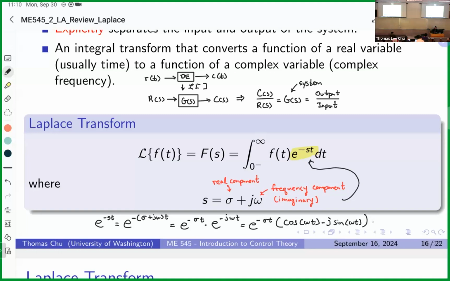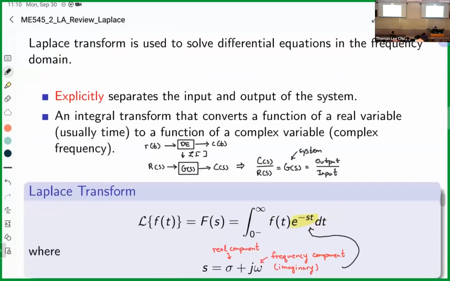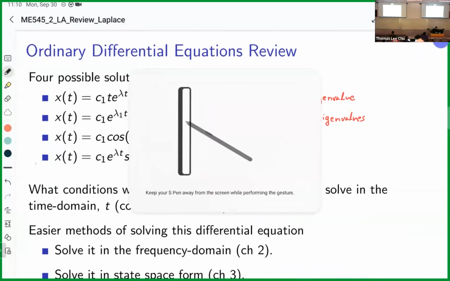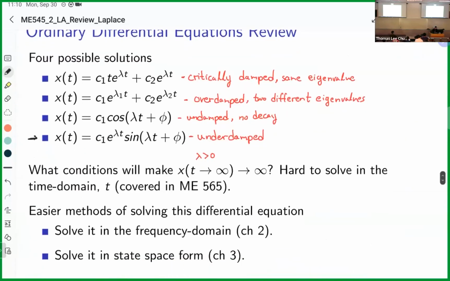Does this form right here look familiar? Does it look like an underdamped response from the earlier solution, where we have an exponential term multiplied by a cosine term? From the earlier slides, if we look at the four different solutions, it looks like this form here. Or sorry, the last one, the underdamped system. Very similar form.